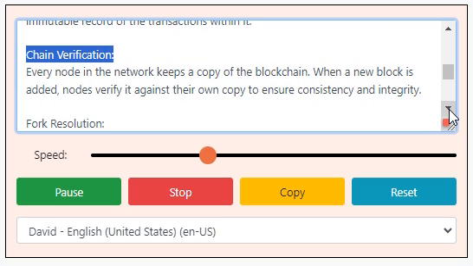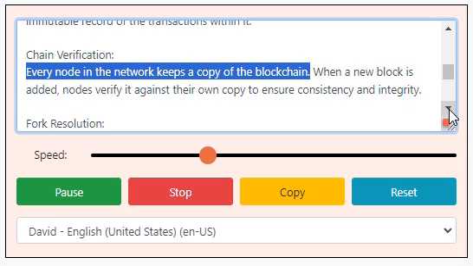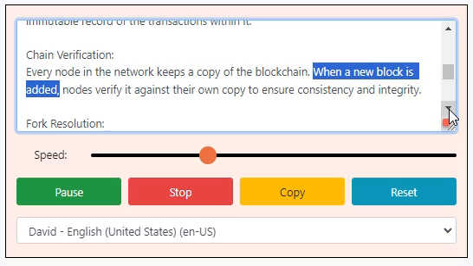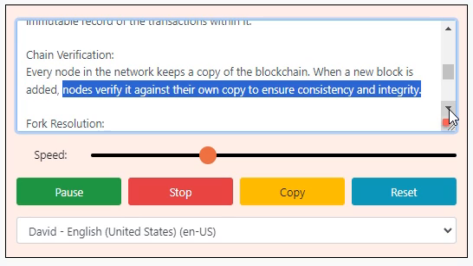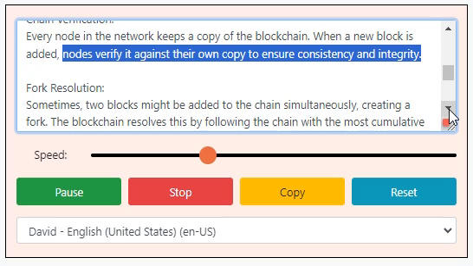Chain verification. Every node in the network keeps a copy of the blockchain. When a new block is added, nodes verify it against their own copy to ensure consistency and integrity.